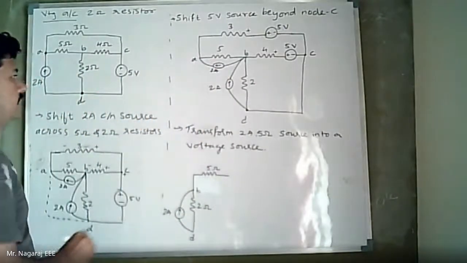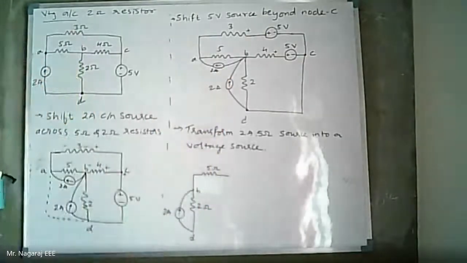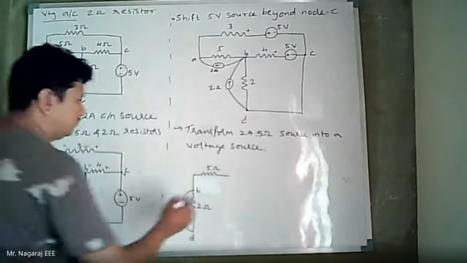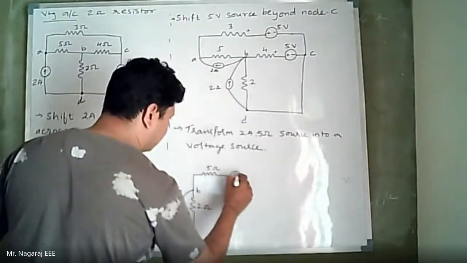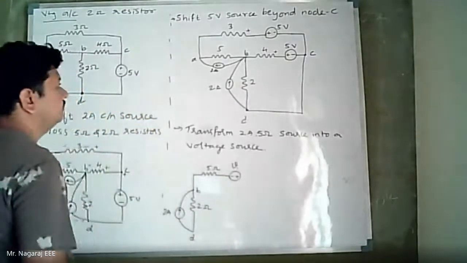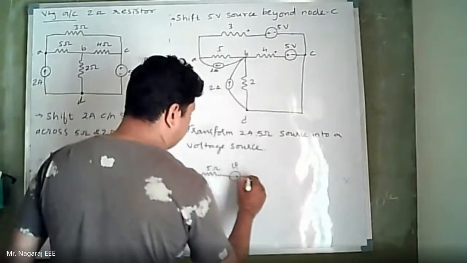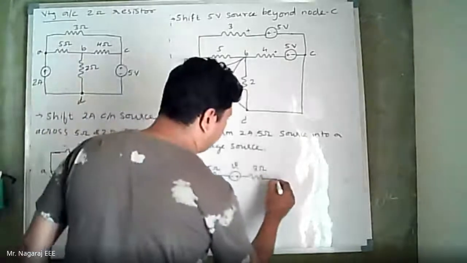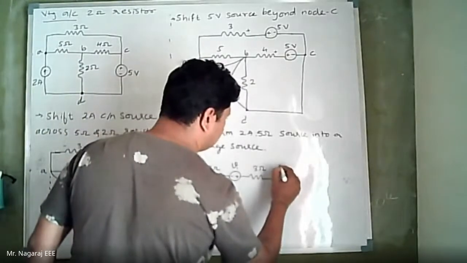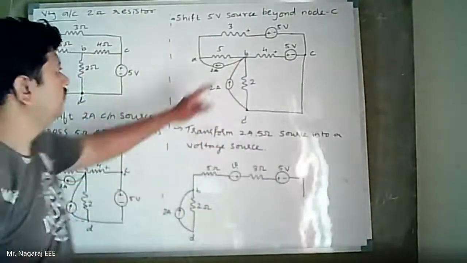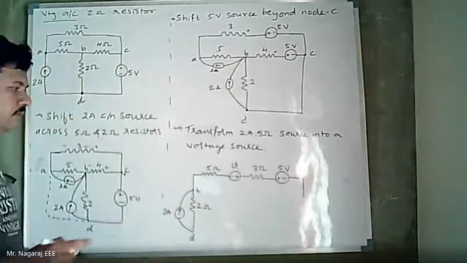And observe the direction of the 2 ampere source. It is away from node B. So the positive direction should be away from node B. So let this be V or V1, which is in series with 3 ohms, and 5 volts. This has come here. Now from node B to node C, there is one 4 ohm and 5 volt.